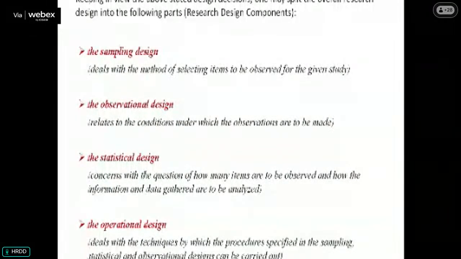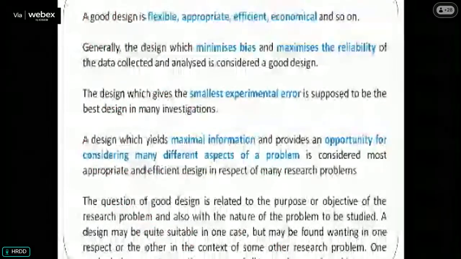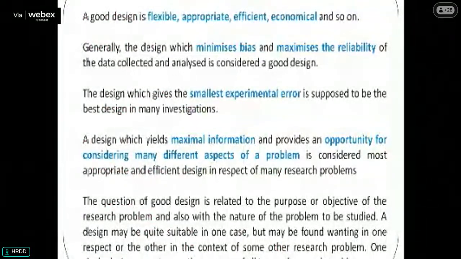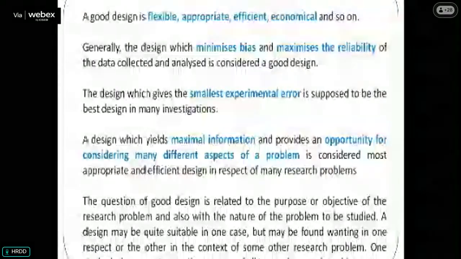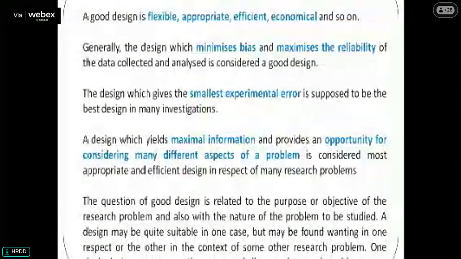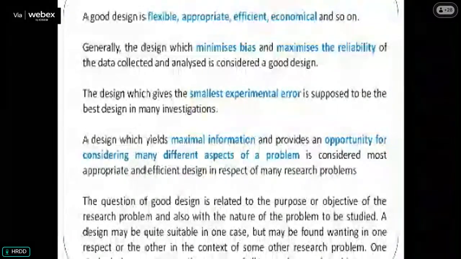Okay, all these will come under these 4 categories. And what are the features of a good design? The design should be flexible. It should not be rigid. You have to keep options. Appropriate means topically relevant. Efficient means the minimum time, minimum cost. All these have to be thought of.